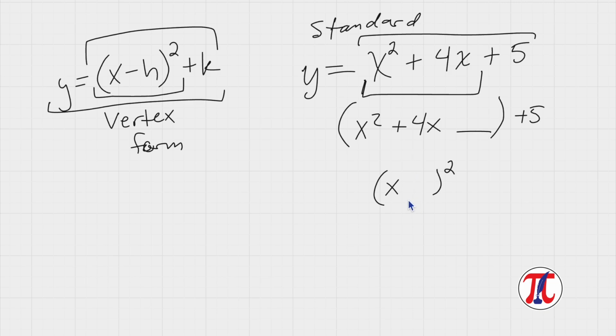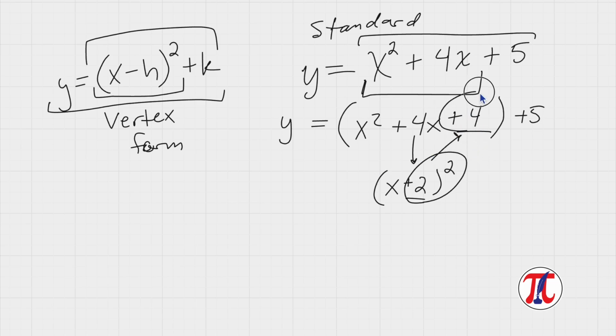Well, in order to know what goes in here, remember, it's half of my b value, which in this case is 2. Now I have to know what my new c term is here. It's 2 squared, which is 4. Now, if this is an equation, we don't want to change anything about the other side. We just want to change the form of this side.